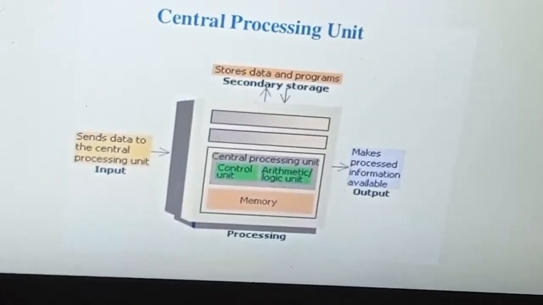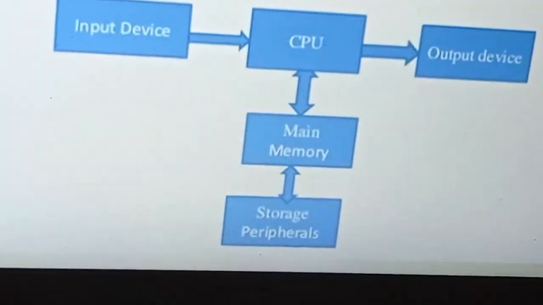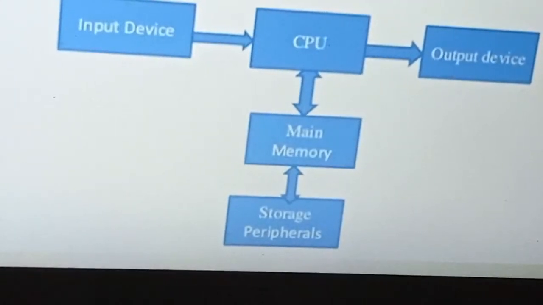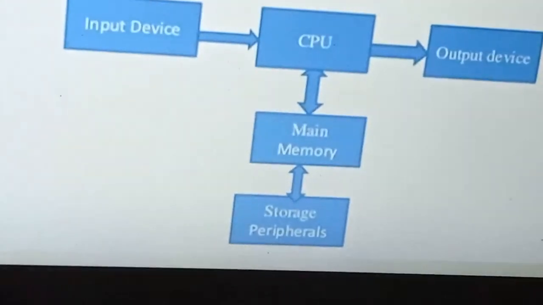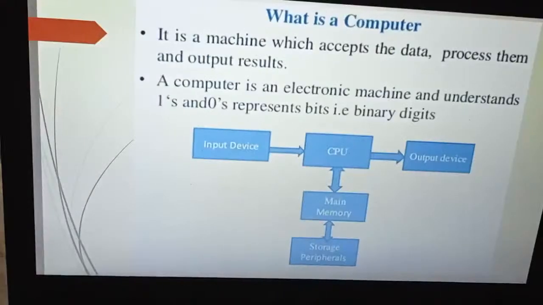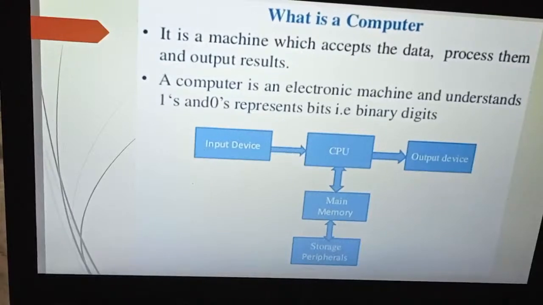This is about the block diagram. We have input devices, and output devices such as the printer, plotter, and display screen. And in the middle we have primary memory, secondary memory, and the CPU, which gives information about the block diagram. What is a computer? A computer is a machine that takes data, processes it, and sends that processed information to an output device as a result.